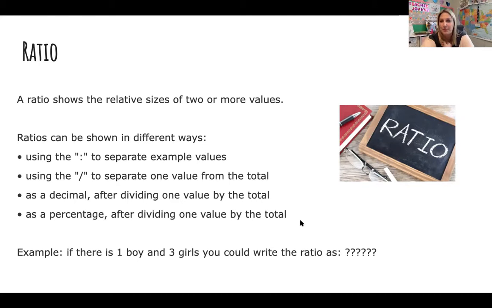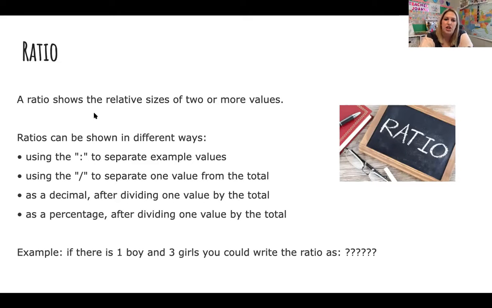Let's start very simple with a ratio. So sometimes when you're taking votes in your class, do you like pizza better or do you like hamburgers better? And you vote. You might be able to say the ratio of people that like pizza to hamburgers was 5 to 8. 5 people liked pizza, 8 people liked hamburgers.